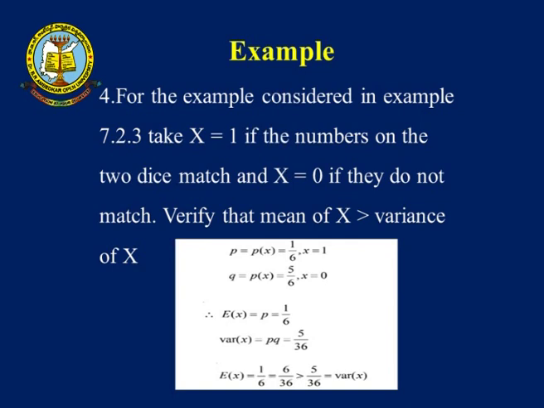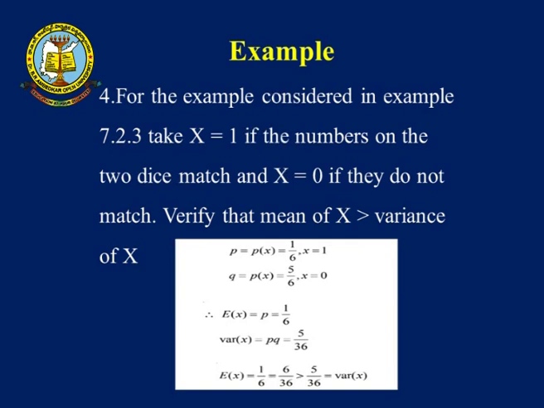P to the power of x into q to the power of 1 minus x. Yes, the x values are 0 and 1. So in this case, 0 into p to the power of 0, that is 0 into 1 by 6, plus 1 into 6 by 36. So in total, what will we get? 1 by 6. So x into p of x means 0 into p plus 1 into p.